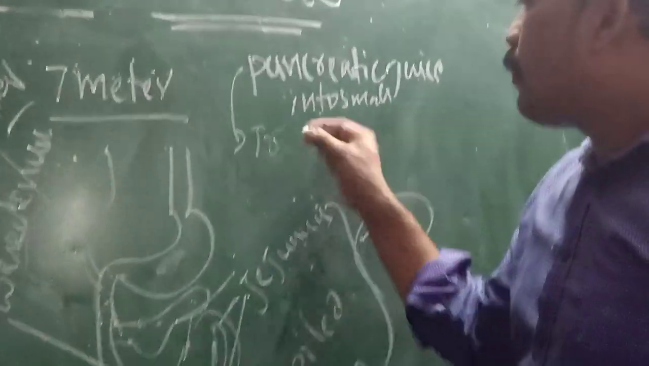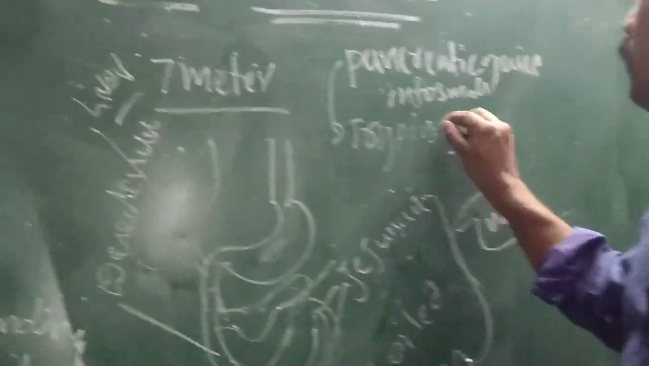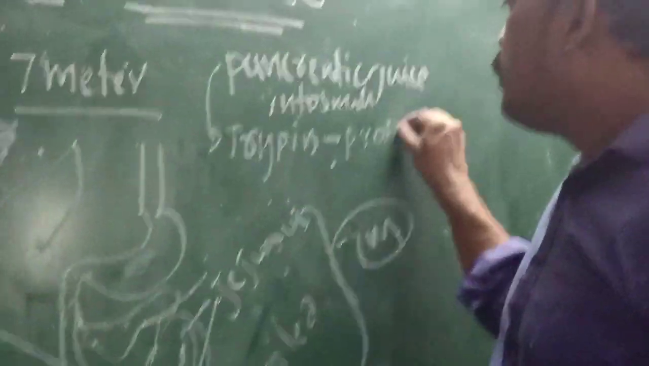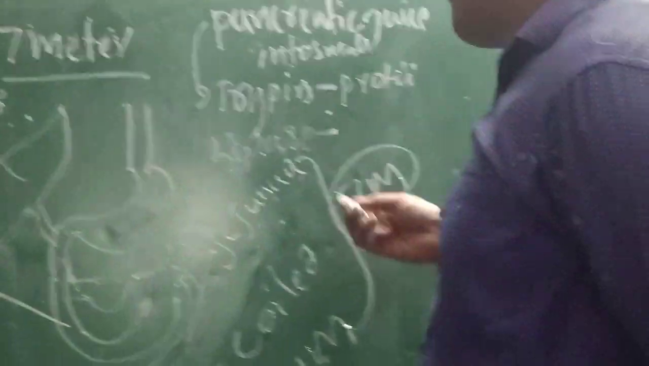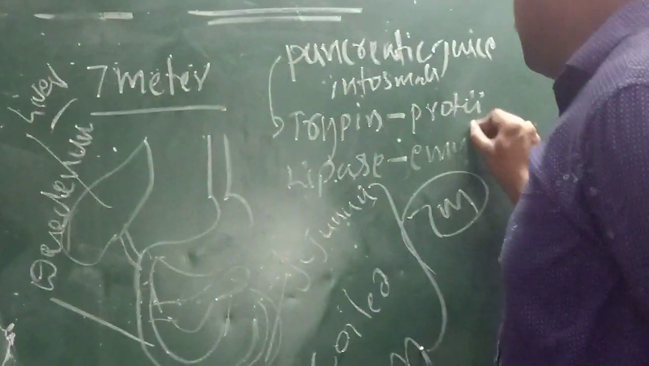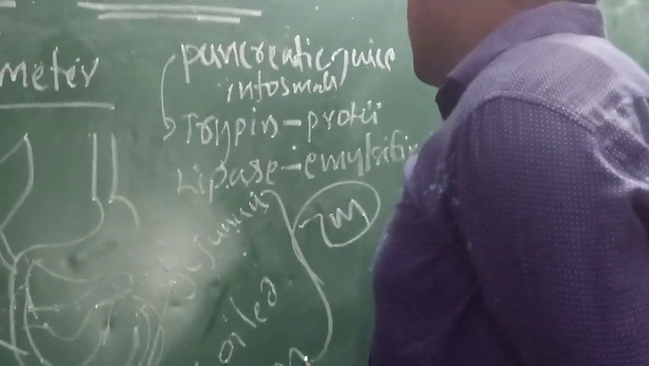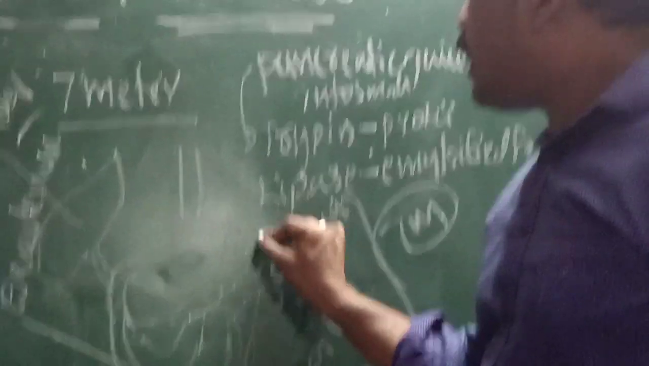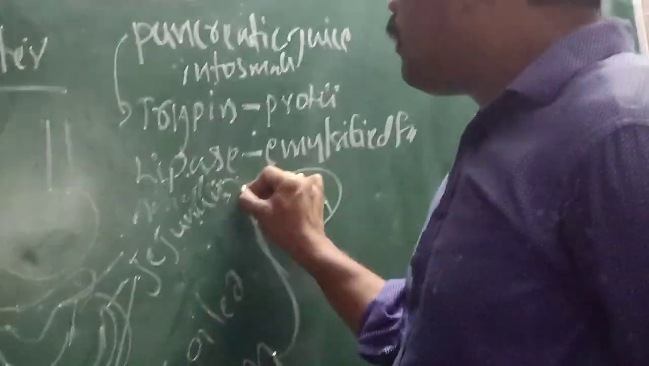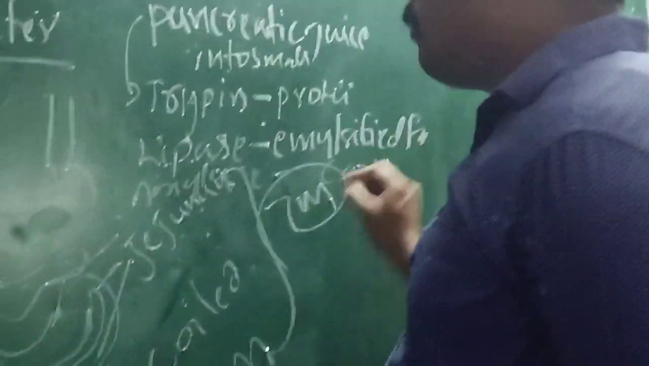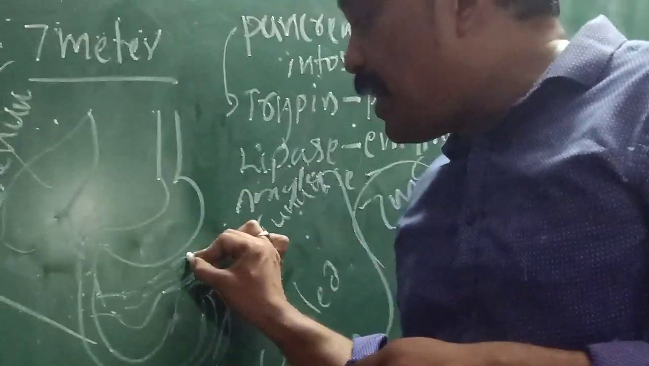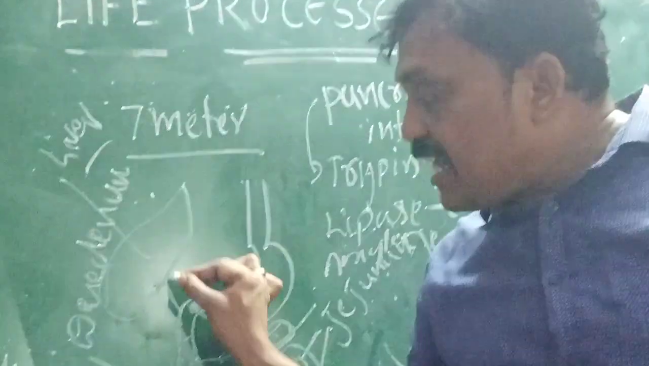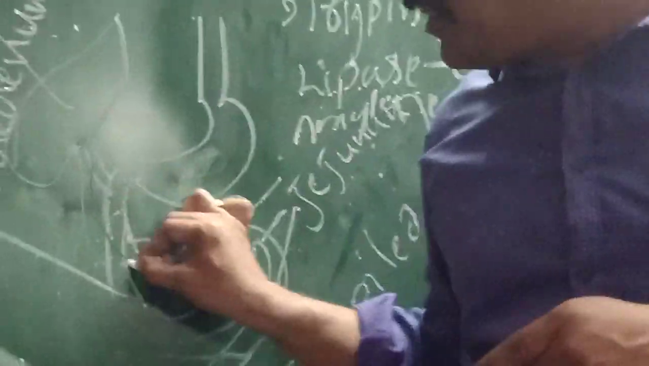What enzymes are present in pancreatic juice? Trypsin, which is useful to digest proteins. Lipase, which is useful to digest emulsified fats. And amylase, which we already know, is useful for digestion of carbohydrates. Remember, pancreatic juice is released by the pancreas, the leaf-like structure. The pancreas and liver both open into the duodenum with one duct.